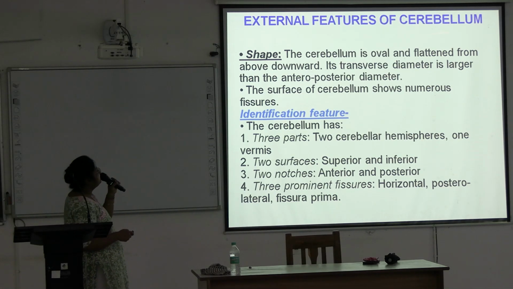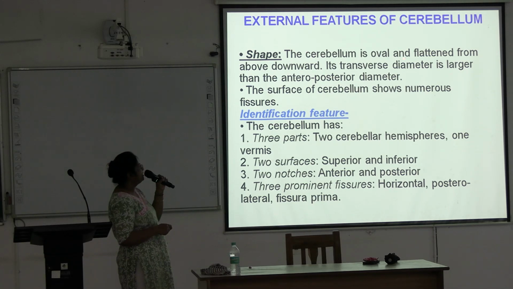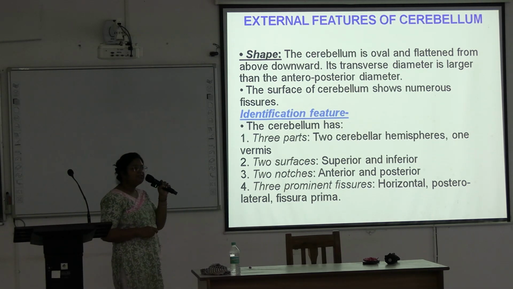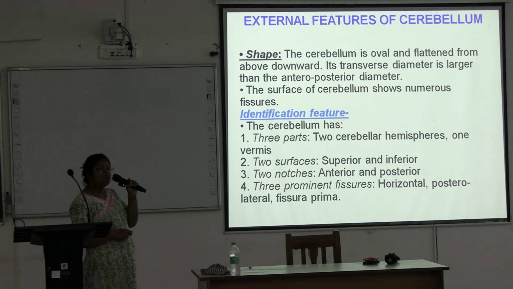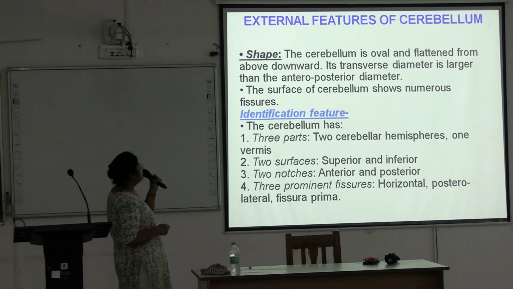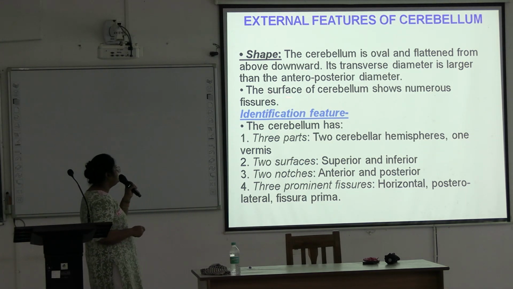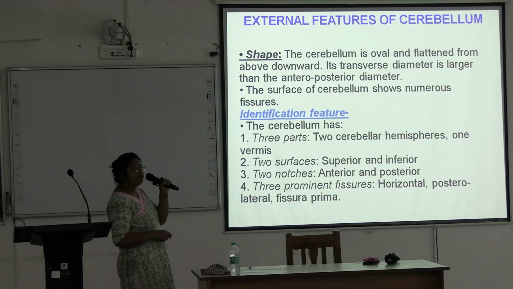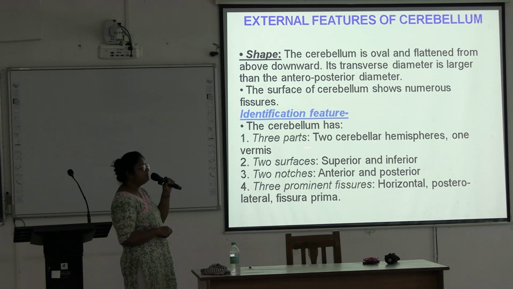Next we are going to external features. Okay, first is shape. It is oval shaped, flattened from above downwards, and its transverse diameter is larger than the anteroposterior diameter. The surface of the cerebellum shows numerous features, and these are the identification features. It has three parts: two cerebellar hemispheres and one vermis. Vermis is located in the midline.